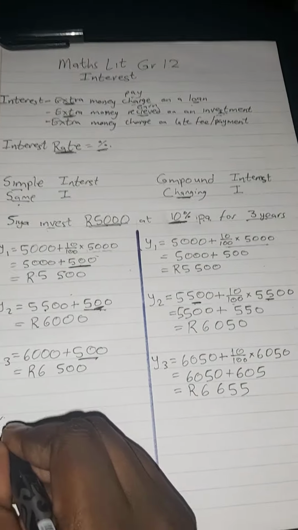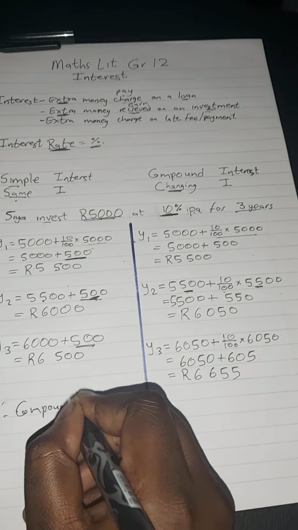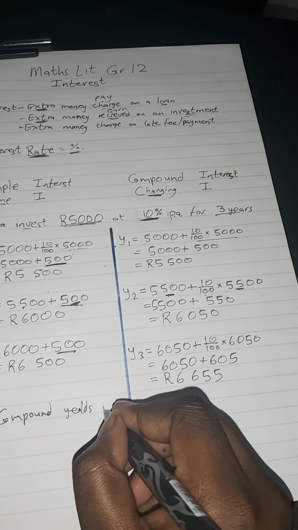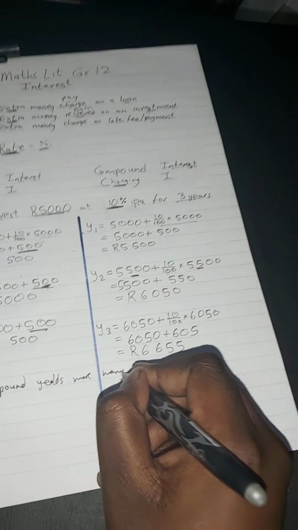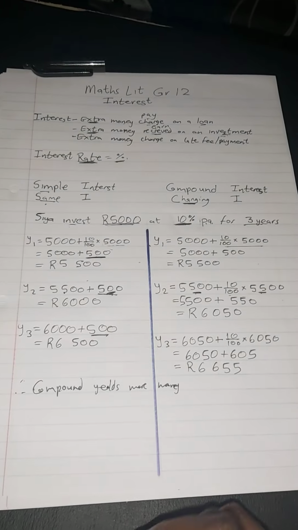Then now, normally in the exam, they will ask which option will yield more money, and then your answer will be, therefore, compound yields more money. That's it. You don't have to write a sentence or paragraph, just straight to the answer.